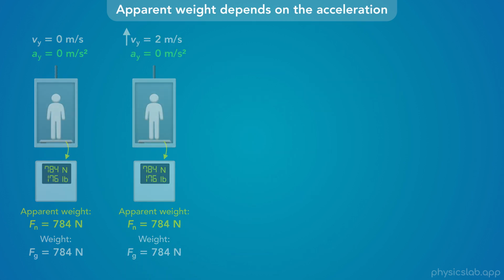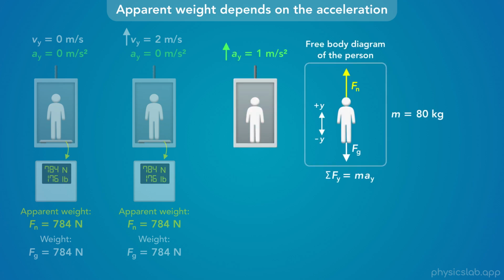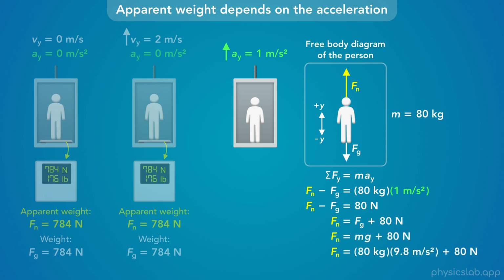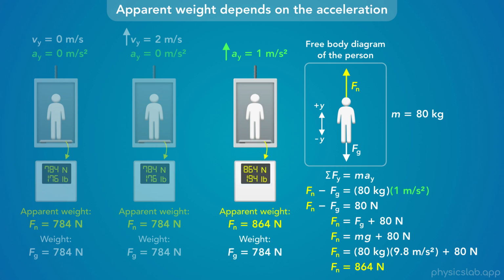So what if there is acceleration? In the next scenario, let's say the elevator is accelerating upwards at 1 meter per second squared. Now, when we write out Newton's second law, we would plug in positive 1 meter per second squared for the acceleration, because we said up is the positive y direction. The right side of the equation simplifies to 80 newtons, not 0, so now the normal force is equal to the weight force plus 80 newtons. If we replace the weight with mg and plug in those values, we get 864 newtons for the normal force and the apparent weight.